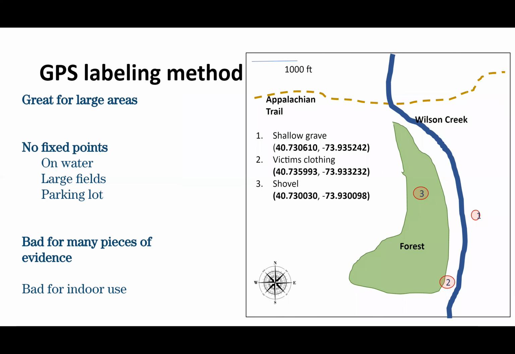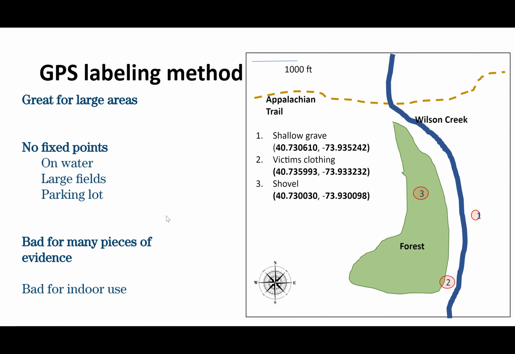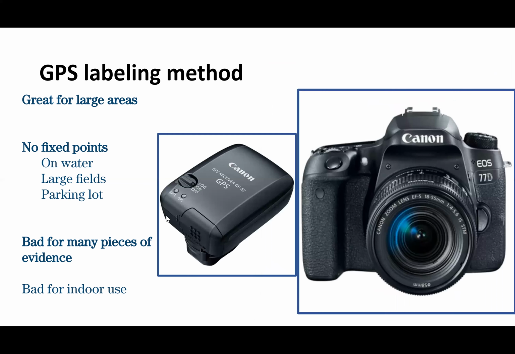So here is a crime scene that happened near the Appalachian Trail. There was a shallow grave here. This is a creek, right? So you can tell it's a pretty large area. Shallow grave here, some victim's clothing here, and a shovel was found over here. They're pretty far apart. You notice there's a compass in the rough drawing here, and they have the GPS coordinates. Oftentimes, devices like cameras nowadays have GPS coordinates. So if you're taking photographs of your evidence, say outside, and you have the GPS on, it will automatically track your location, which is great.